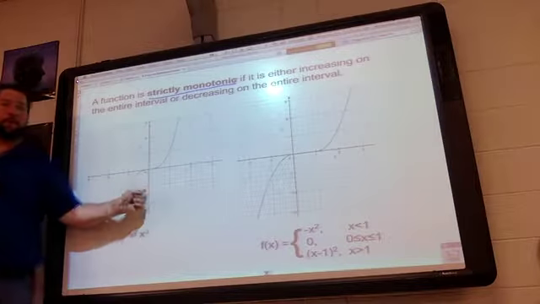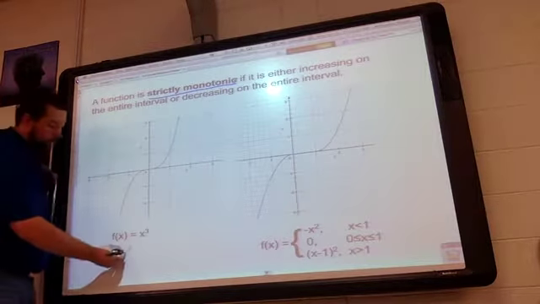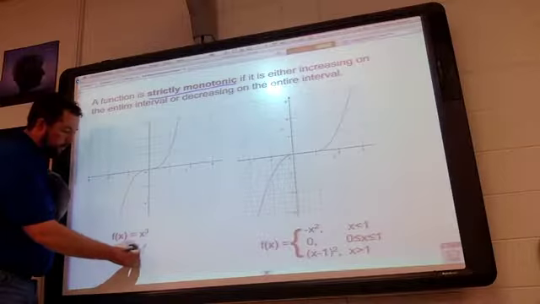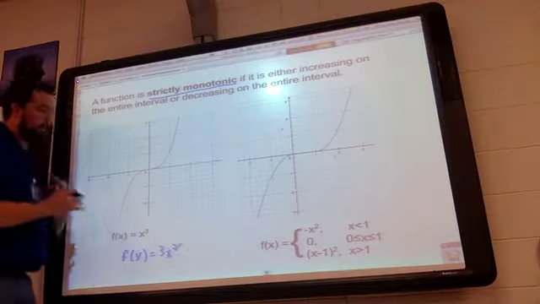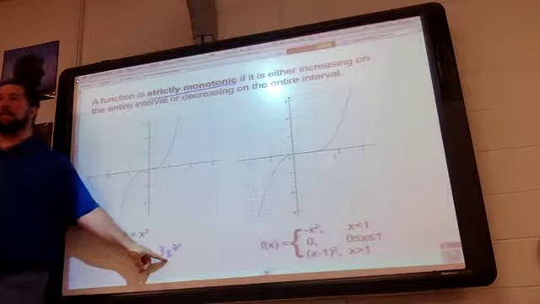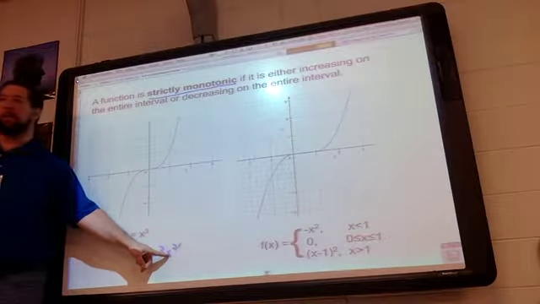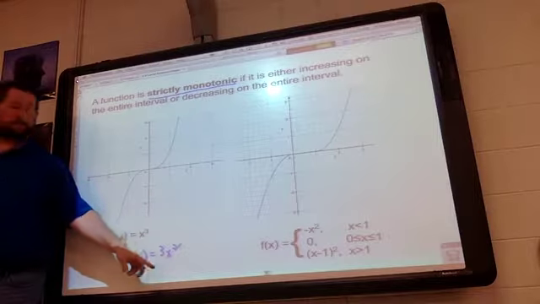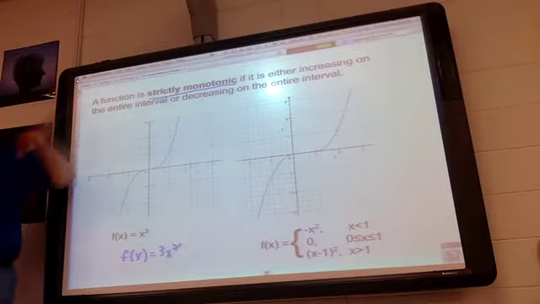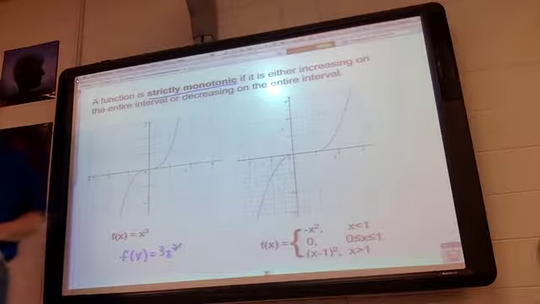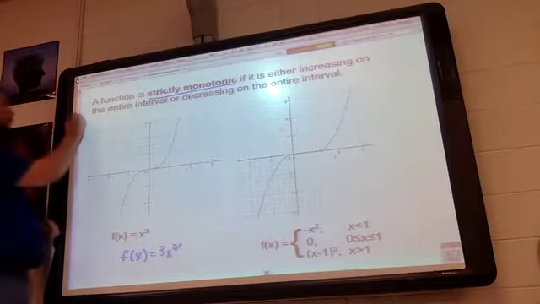And if you were to do the derivative, what's the derivative of x cubed? 3x squared. And so now no matter what number you plug into that, if I plug a negative number into that, it's going to be what? Positive. So it's strictly increasing because the derivative is always greater than or equal to 0.